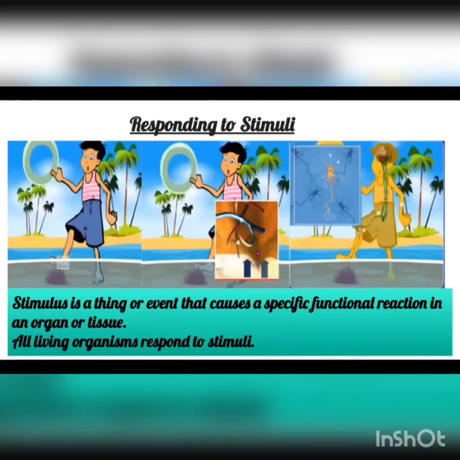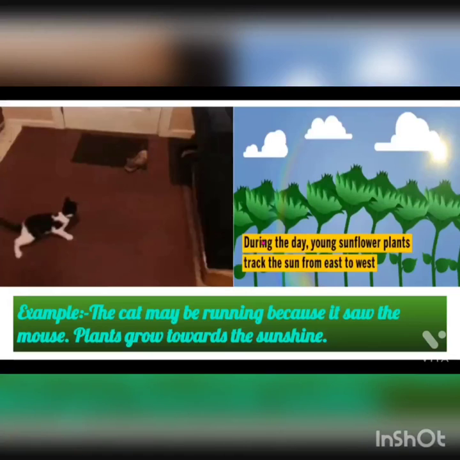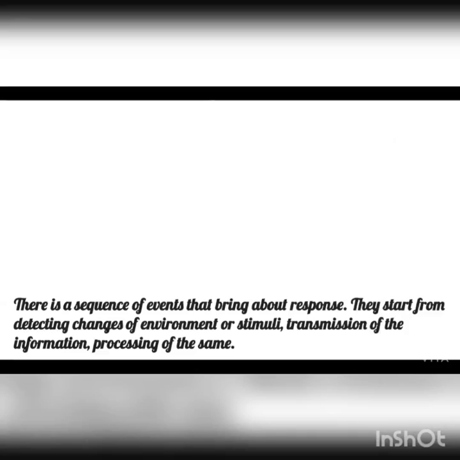Responding to stimuli. A stimulus is a thing or event that causes a specific functional reaction in an organ or tissue. All living organisms respond to stimuli. For example, the cat may be running because it saw the mouse. Plants grow towards the sunshine.